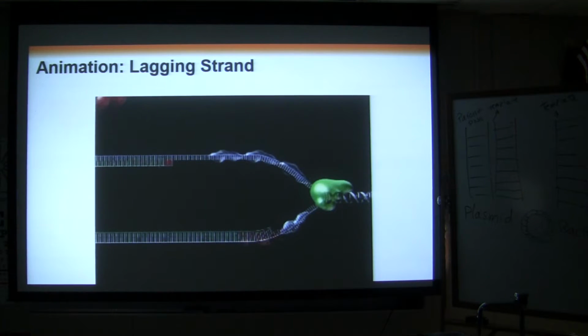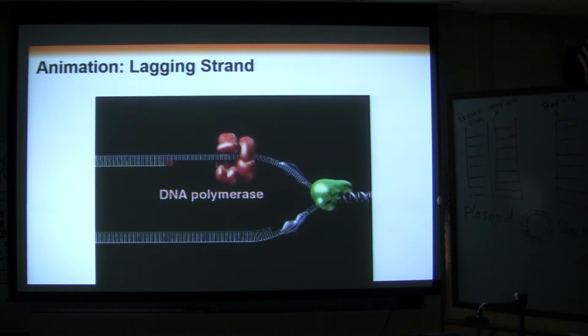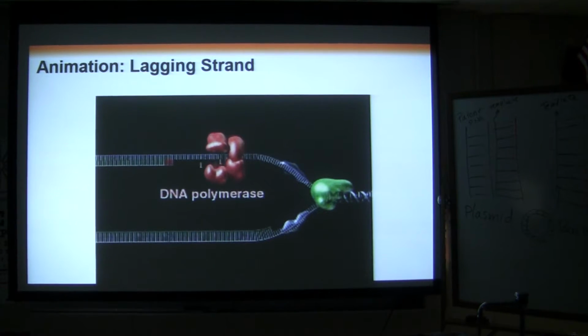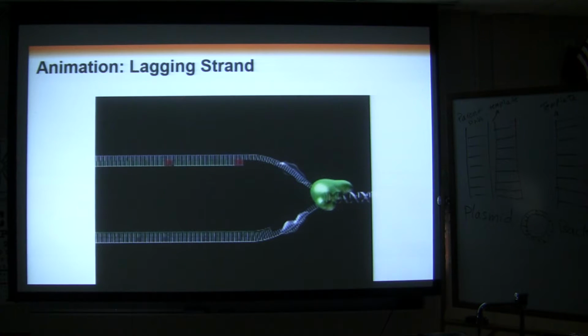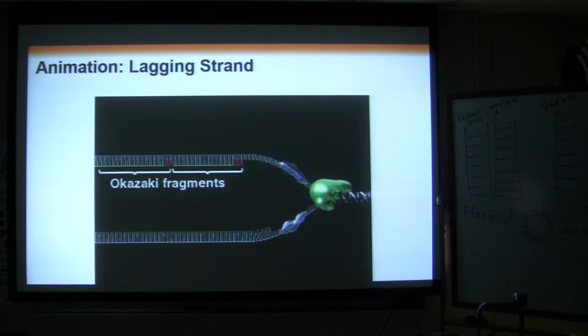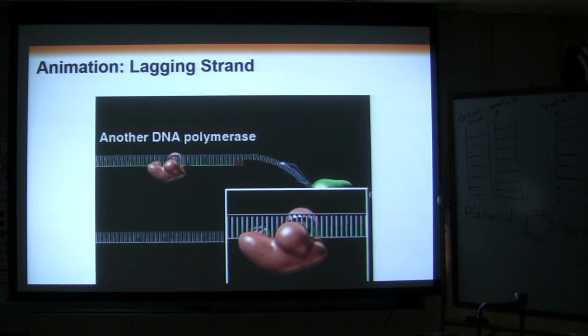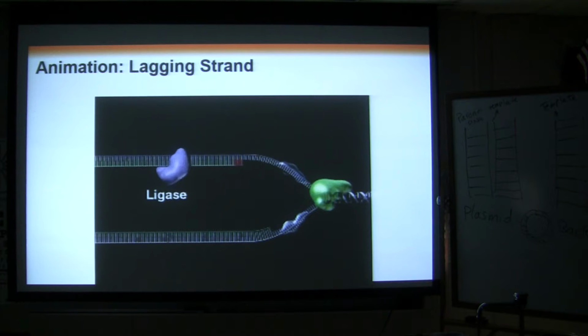The assembly process continues as primase makes new RNA primers and DNA polymerase 3 adds DNA nucleotides to create more Okazaki fragments. After the fragments are made, another kind of DNA polymerase, DNA polymerase 1, replaces each RNA primer with DNA. Next, the enzyme DNA ligase links the Okazaki fragments to form the lagging strand.